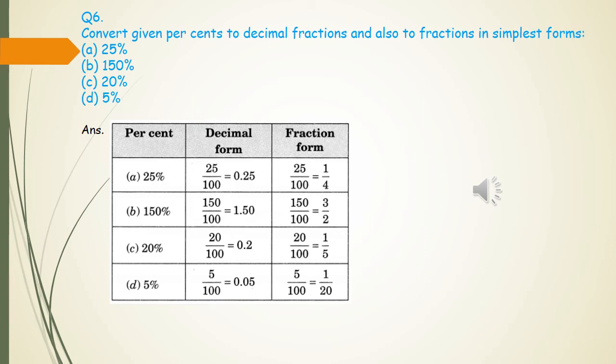Part B, 150%, that is 150 by 100, that is equal to 1.5. So 150 by 100, if you reduce, we are getting 3 by 2. Part C, 20%, 20 by 100, that is 0.2. If you reduce, 20 by 100 will be 1 by 5. Part D, 5%, 5 by 100 is equal to 0.05. 5 by 100 will be equal to 1 by 20.